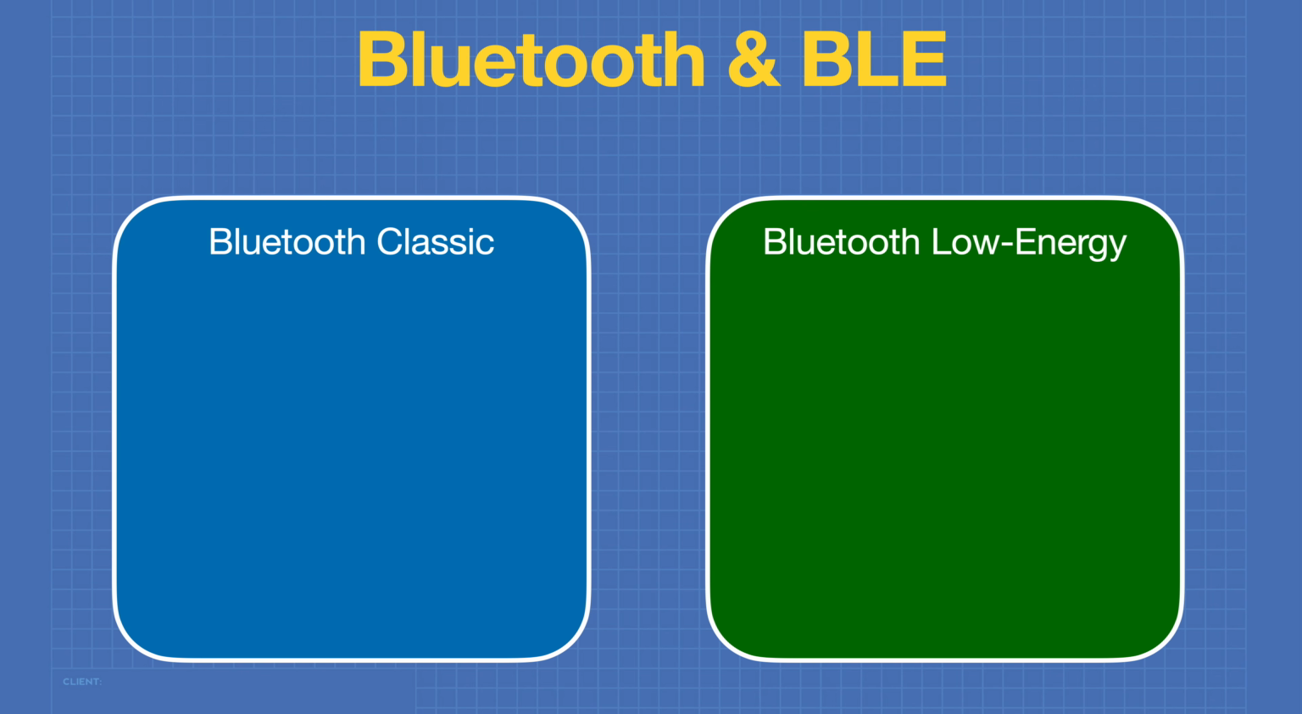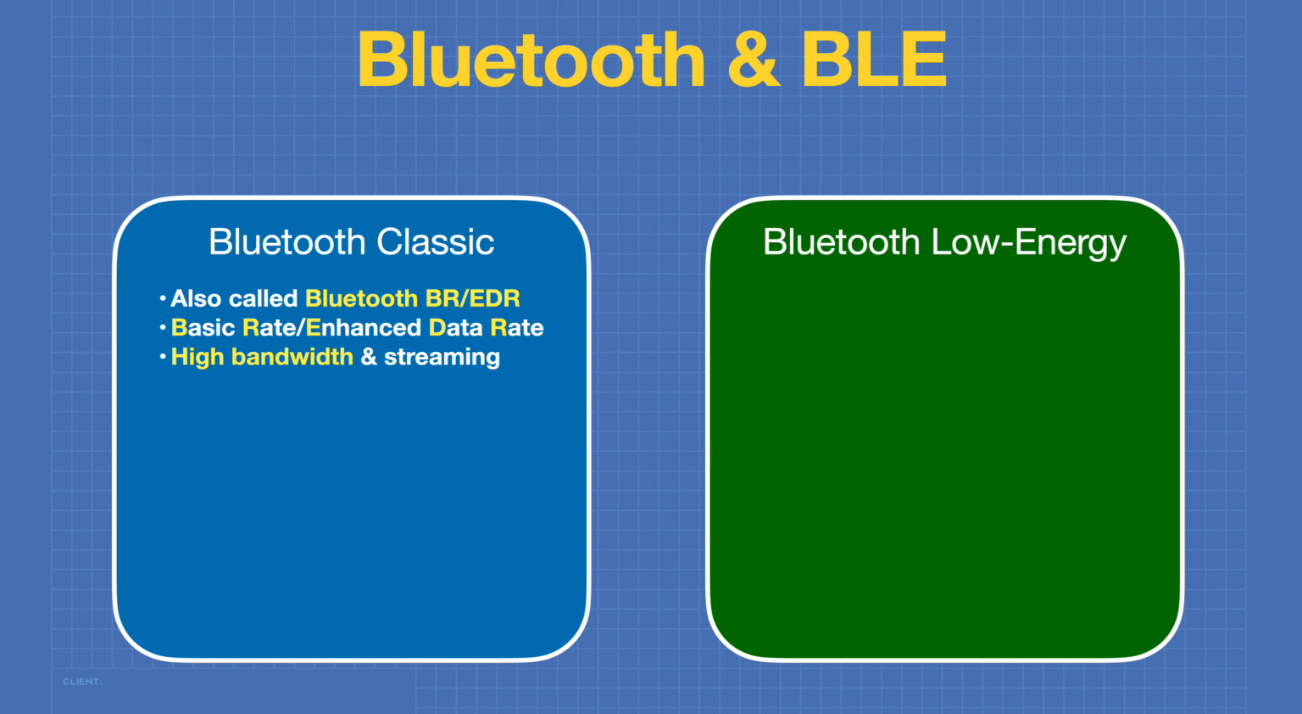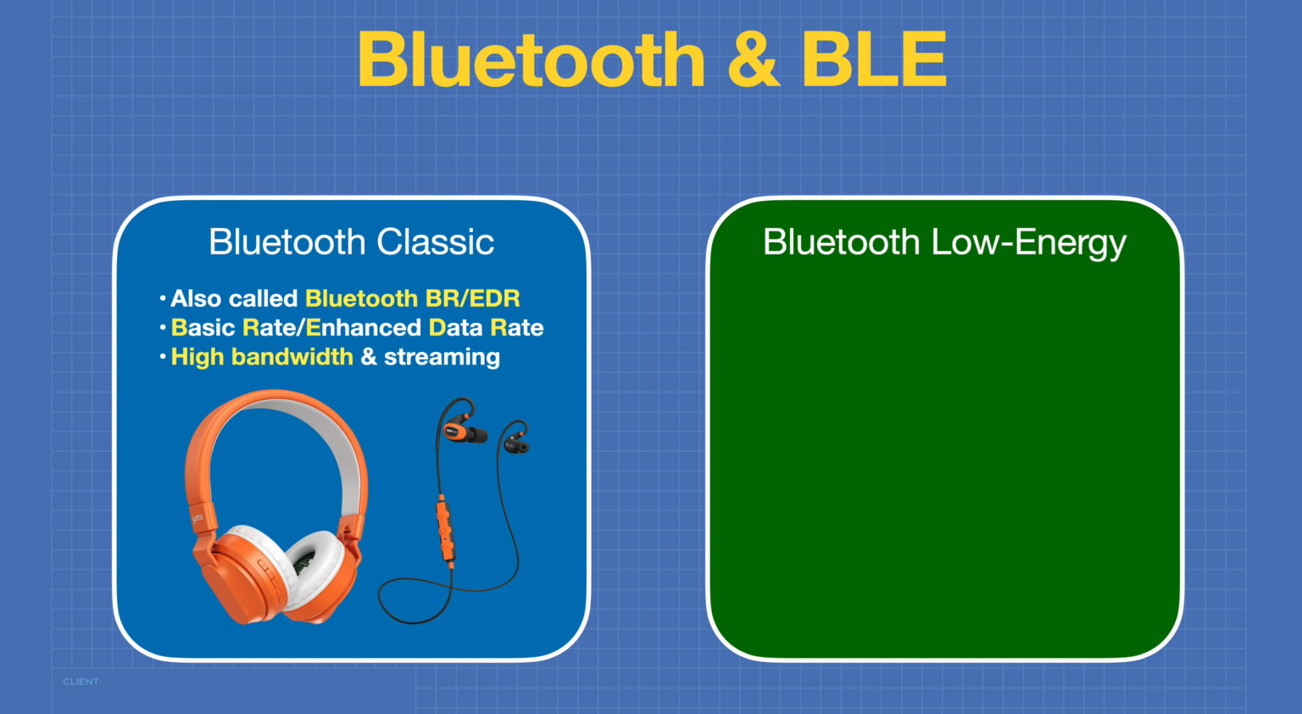The first is the standard Bluetooth, now named Bluetooth Classic. It can also be called Bluetooth BR/EDR. This is for Basic Rate Enhanced Data Rate. Bluetooth Classic is used for high bandwidth applications such as streaming.